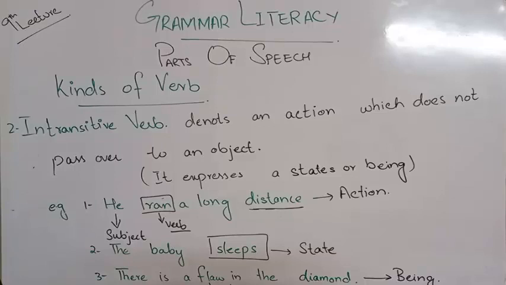And there are two kinds of verbs. One is the transitive verb, one is the intransitive verb. Transitive verbs denote the action which passes over from the doer or the subject to the object. And the intransitive verb denotes the action that does not pass over to the object. For example, he ran a long distance, the baby sleeps, and there is a flaw in the diamond. I have written these three examples. You have to note down these examples along with the definition and try to make sentences on your own, so that things are very clear and easy for you.